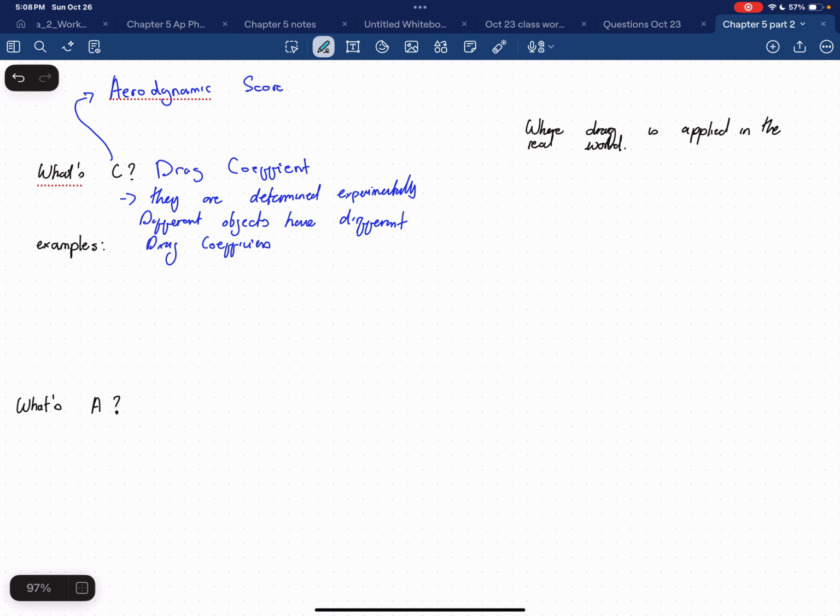Different objects have different drag coefficients. For example, a Toyota Camry has a drag coefficient of 0.28, which is pretty decent. A Formula One car, there's a lot of research done to make Formula One cars as efficient as possible, and their drag coefficient ranges between 0.7 and 1.1.